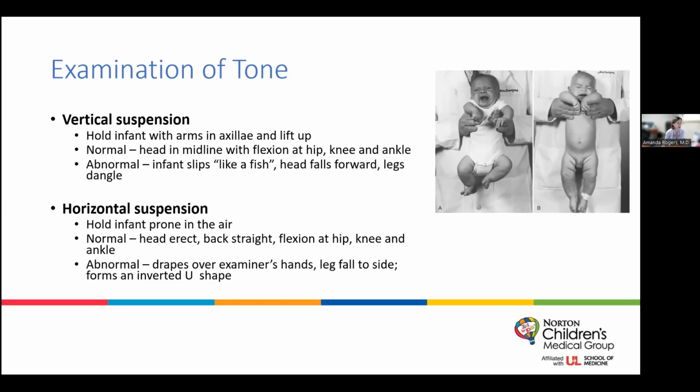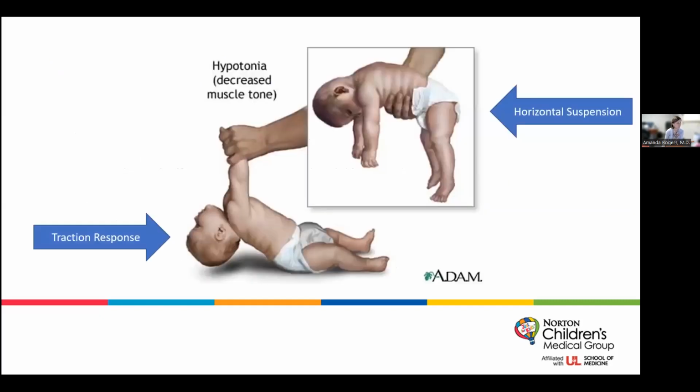Whereas in panel B, on the initial suspension, they just kind of slip through, and that's a sign of hypotonia. For horizontal suspension, we hold the baby prone, kind of in midair with the hand over the abdomen. In a normal infant, they should be able to keep their head midline. They should assume a flexion of the elbow and flexion of the knees, and be able to keep themselves up, as opposed to the baby in this picture who is just kind of draped over the examiner's hand and looks very hypotonic.